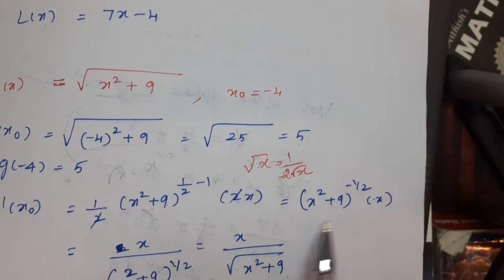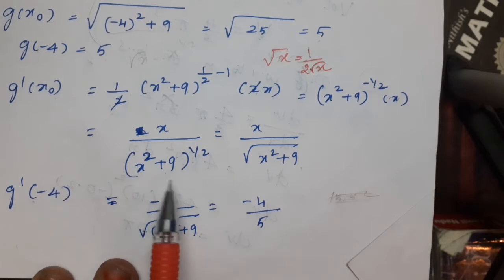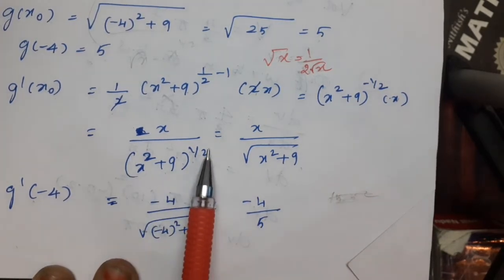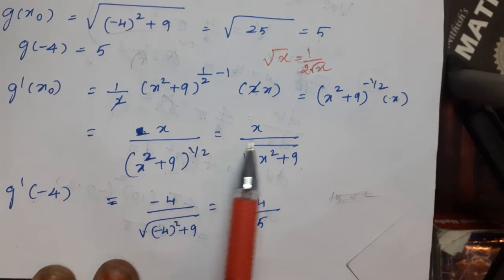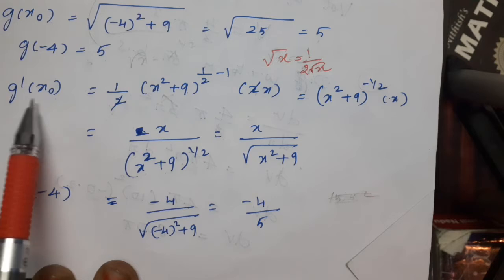Now what is the next step? x by (x square plus 9) whole power 1 by 2. The power 1 by 2 is nothing but root. So x by root of x square plus 9. This is the value of g dash of x naught.